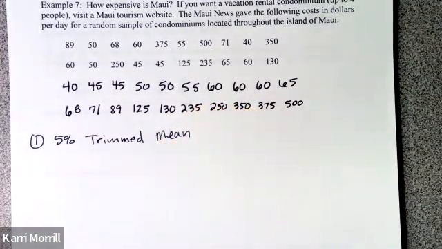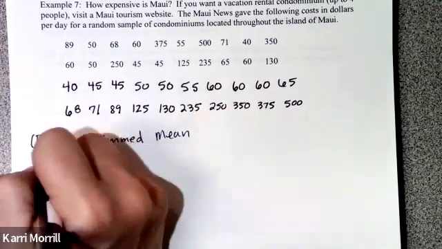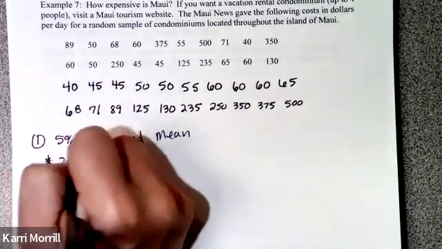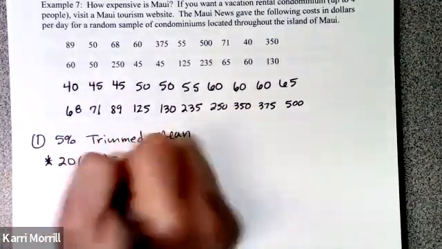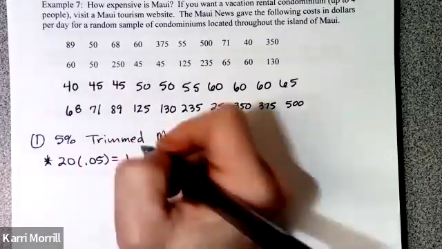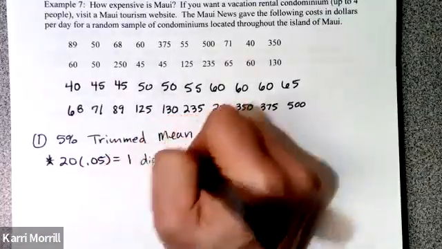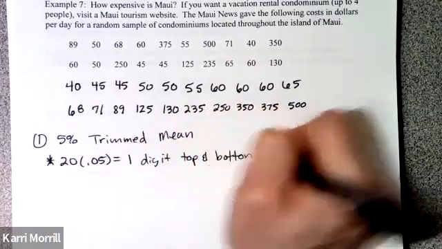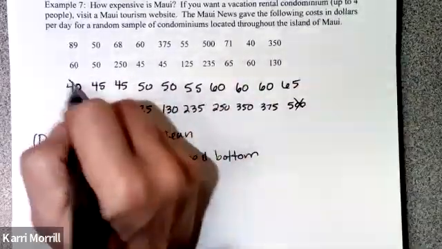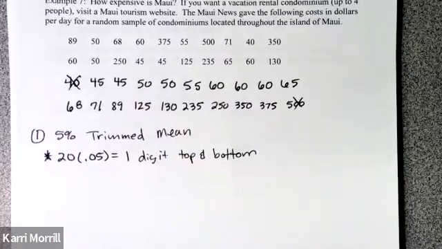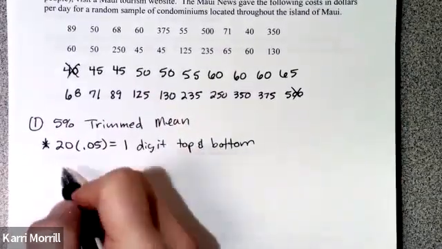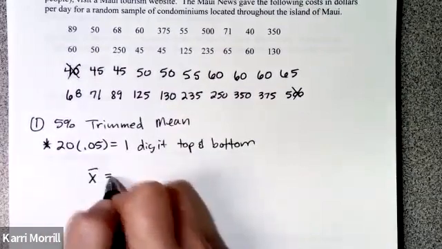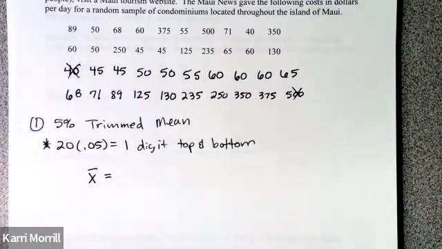So there are 20 numbers again. So remember, the first thing you would do is take 20 times the 5%, which means you're going to remove one digit from the top and the bottom. So we're going to X out the first and the last digit. And then we're going to go find the mean, which is your X bar. So I'll start writing it better on this one as an X bar.